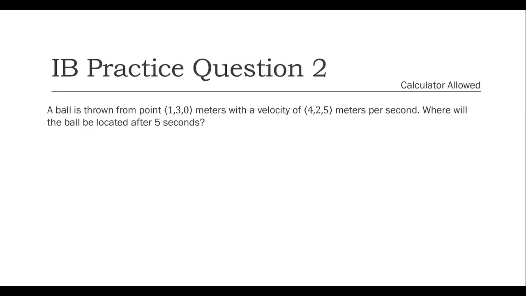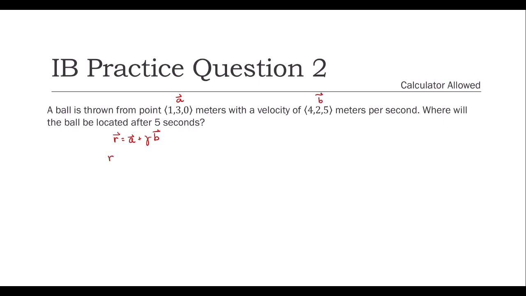Now we have our second IB practice question. It says a ball is thrown from point (1, 3, 0) meters with a velocity of (4, 2, 5) meters per second. Where will the ball be located after 5 seconds? So this is a kinematics problem. So we have r equals A plus gamma B. So our initial position would be this one, and our direction vector is this one.